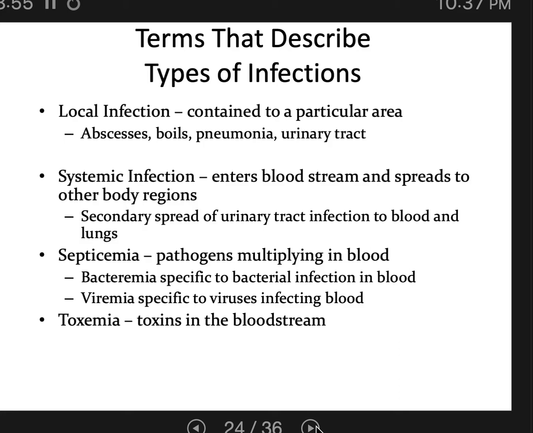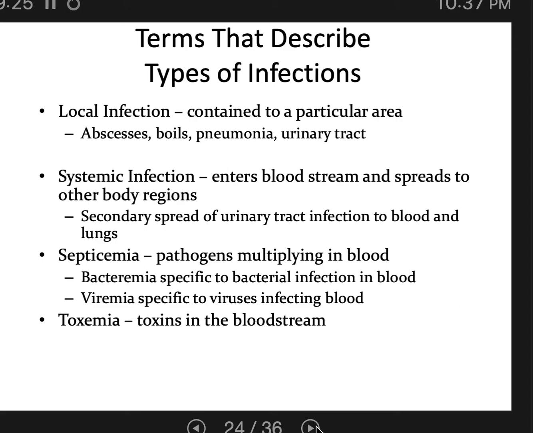Septicemia is progressed systemic infection. So when you have a systemic infection, the pathogen is just riding the bloodstream. If you're septic, it means the pathogen is actively replicating in your bloodstream. So for example, you could have bacteremia. That means that bacteria are actively replicating in the bloodstream. Viremia, viruses are actively replicating in the bloodstream.